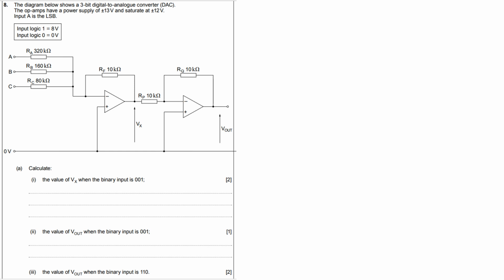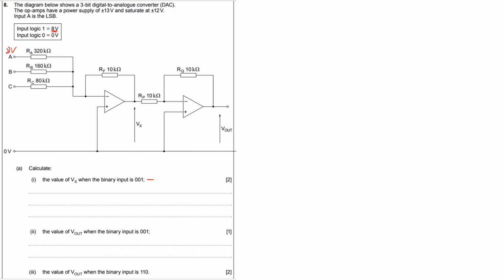Okay, nice easy one here. And that's your DAC. Remember, DAC, always work out the first resistor, and then you half, half, and half for the others. It tells you logic 1 is 8 volts. And obviously, what is the voltage at X if I just put logic 1 in? Put logic 1 in. Dead easy.